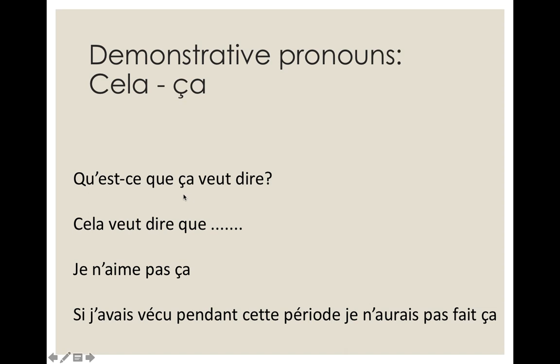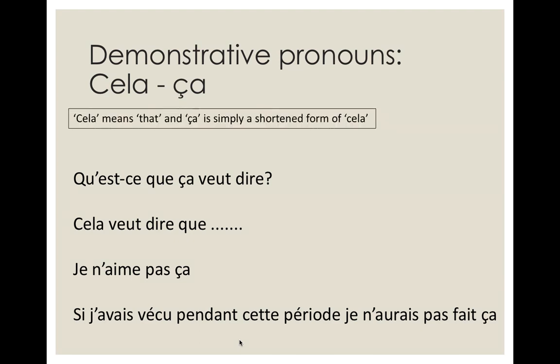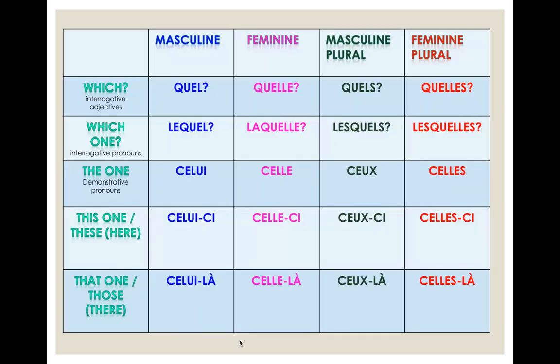Qu'est-ce que ça veut dire? Cela veut dire que. What does that mean? That means, and they're interchangeable, ça, cela. As I say, they mean the same thing. This is just a shorter form of it. Je n'aime pas ça. I don't like that. Si j'avais vécu pendant cette période, je n'aurais pas fait ça. I wouldn't have done that. So there you go. Cela means that, and ça is simply a shortened form of cela.